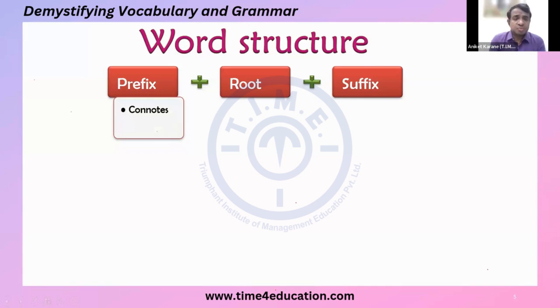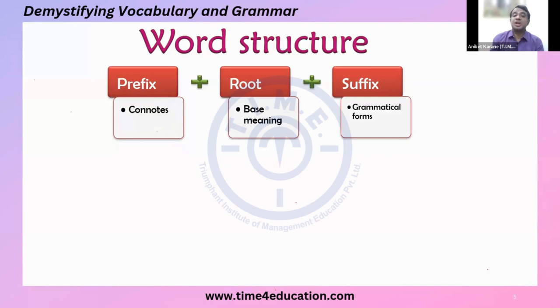So, what does a prefix do? A prefix connotes. What does connotation mean? It gives you a positive, negative, or neutral aspect of the word. Root is the base meaning. What is the base meaning? It is the meaning of that word where you can find the crux of it. And suffix will change your grammatical forms.